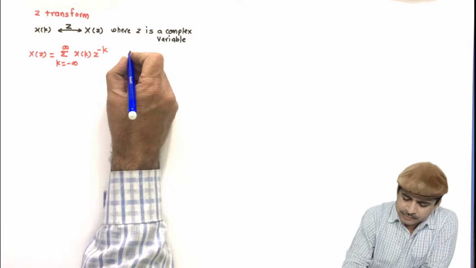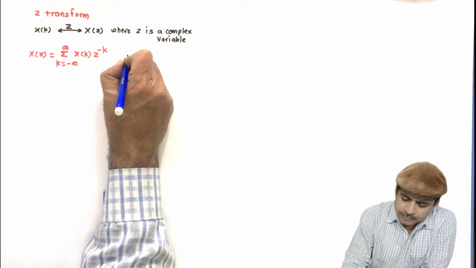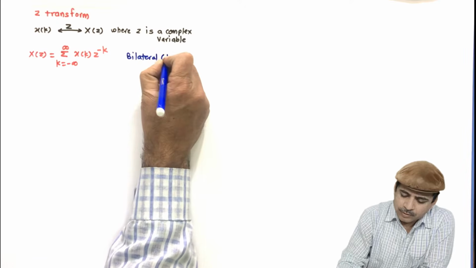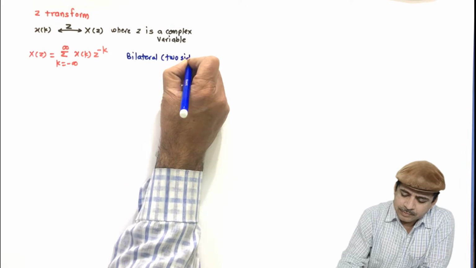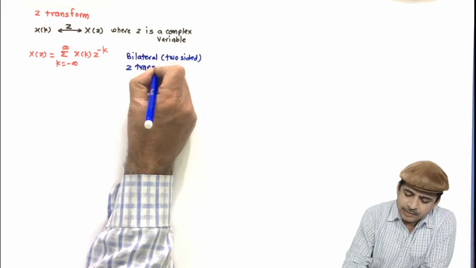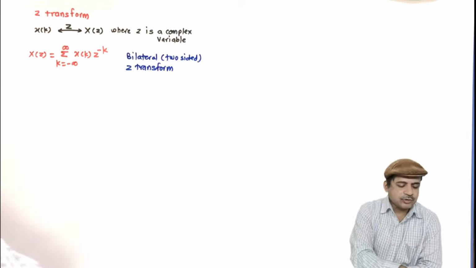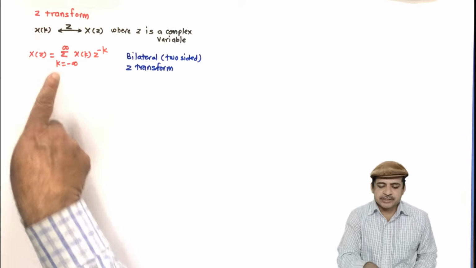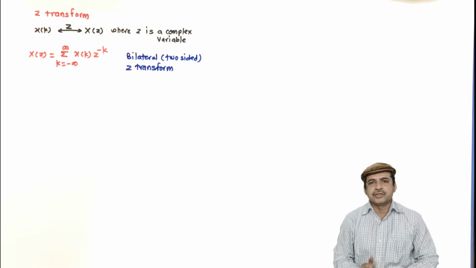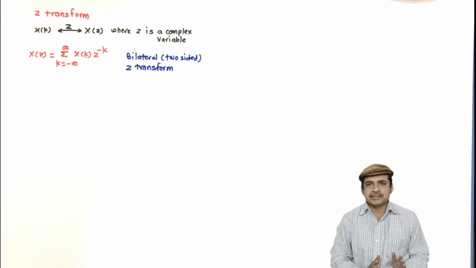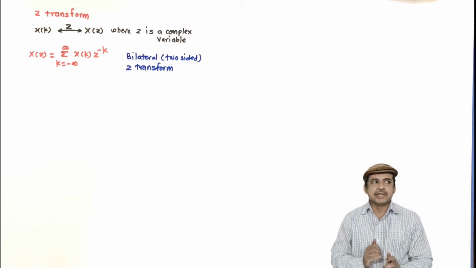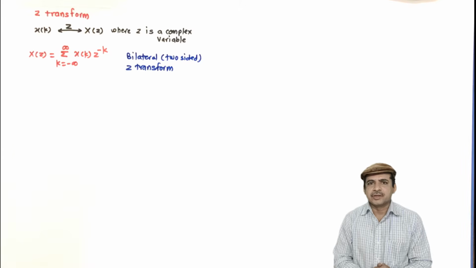Particularly, this is called the bilateral or two-sided Z transform. Why is it called bilateral or two-sided? Because you can see here that the limit of k is from minus infinity to plus infinity. So it covers the negative time index as well as the positive time index. So in case of signal processing applications, this is useful.